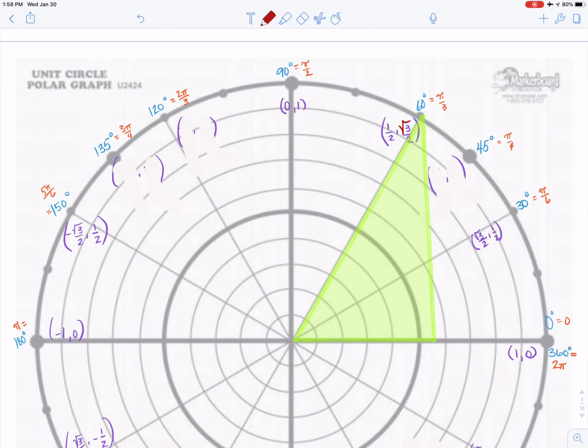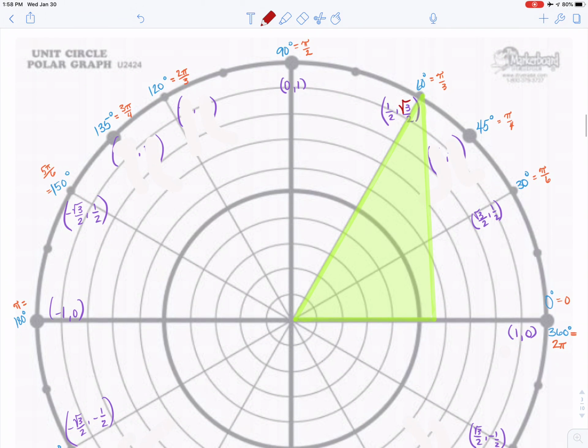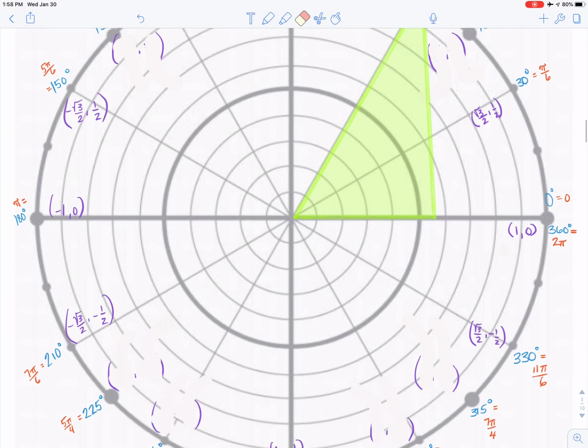The next pi over 3 value is going to be at 2 pi over 3 over in the second quadrant. And once again, if you look at that, you're going to go a short x value and a long y value. So a short x will be 1/2, except that it's going to the left, so it's negative, and a long y value of root 3 over 2.